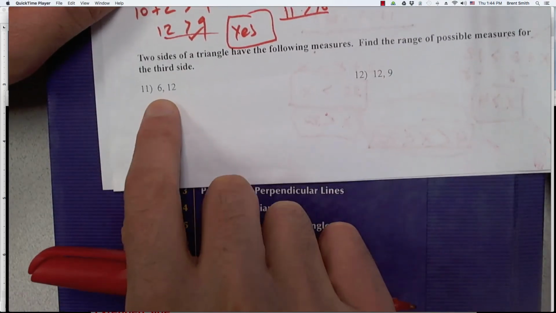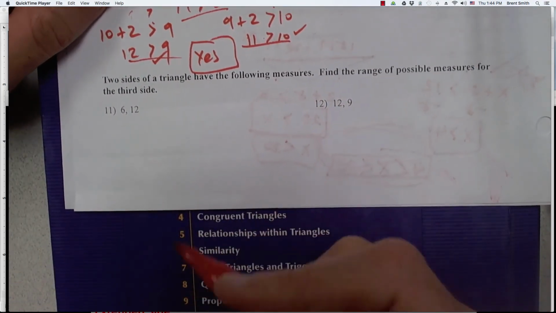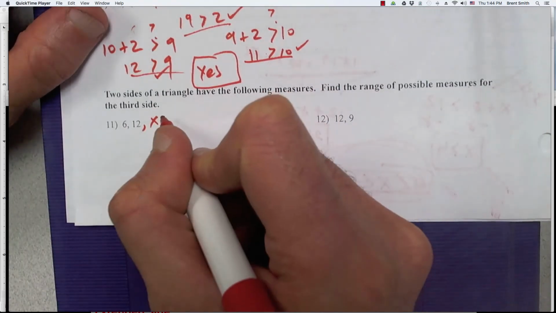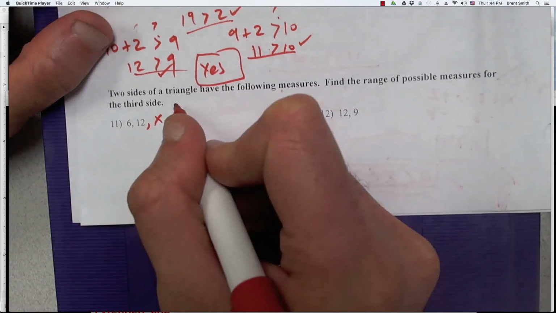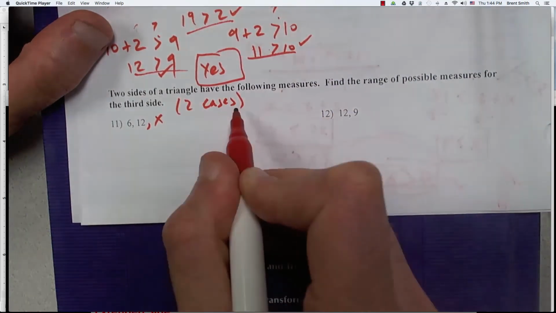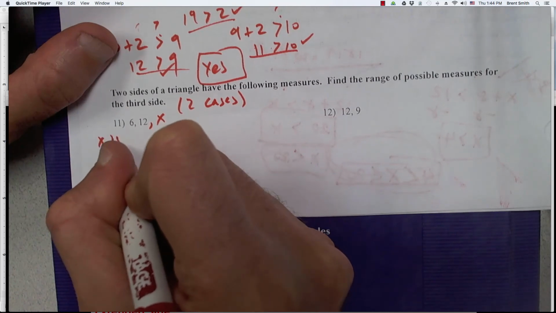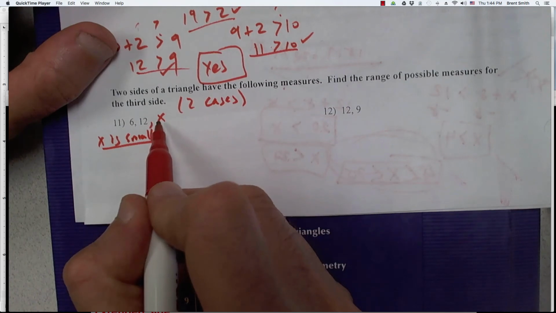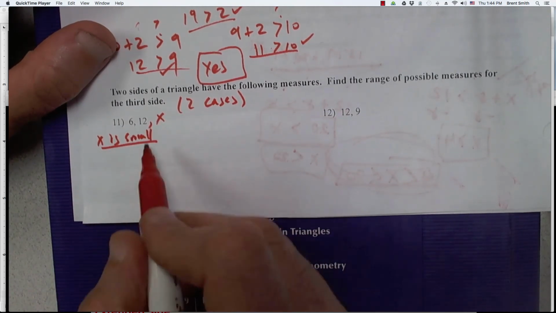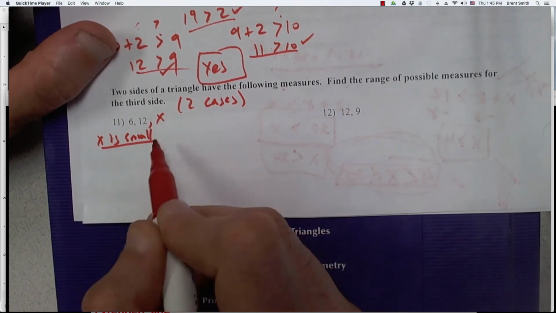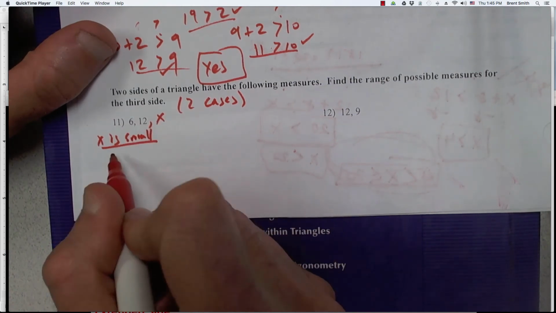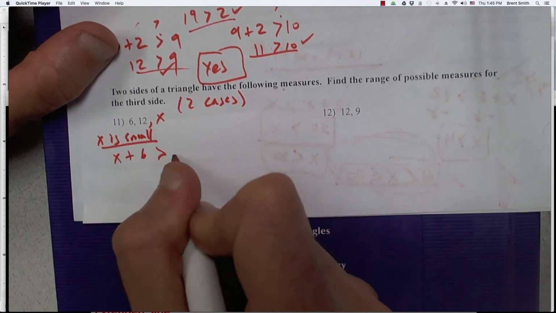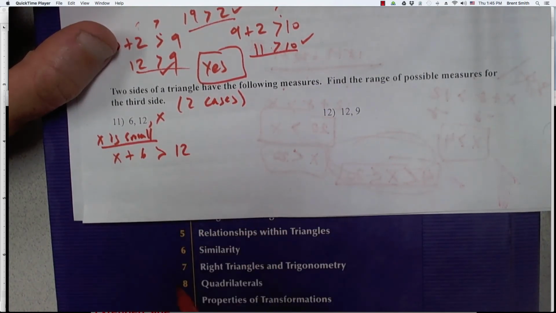So two sides have the following measures, 6 and 12. Find the range of possibilities for the third side. So we'll call the third side x. Okay, so x could be the small side, so let's consider two cases. Right, x could be small. So if x is one of the small sides, that means who is the biggest side? Right, who is the longest side? That would be 12, if x is small. So that means x and 6 are the two little guys. So x and 6 have to be greater than, still, the big side, 12. Right, that's if x is small.